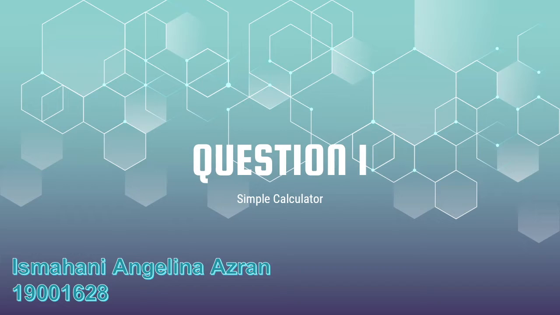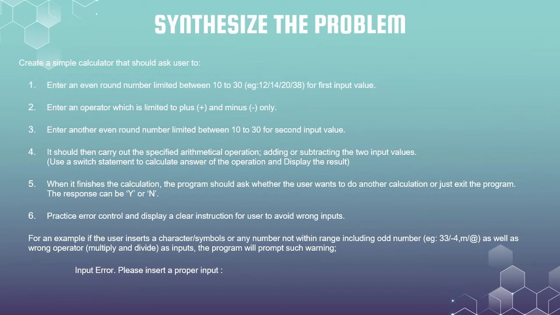I am Ismahani and I will present question 1 of the group assignment project, which is essentially a simple calculator program. In synthesizing the problem of question 1, we have broken down the wanted operation of the program into simple steps. The simple calculator should first enter an even round number limited between 10 to 30, for example 12, 14, 28, as the first input value.